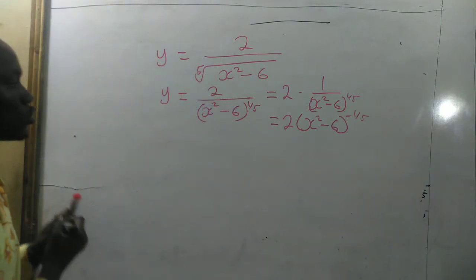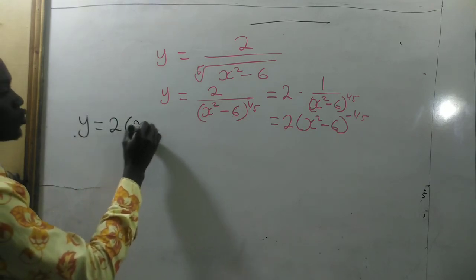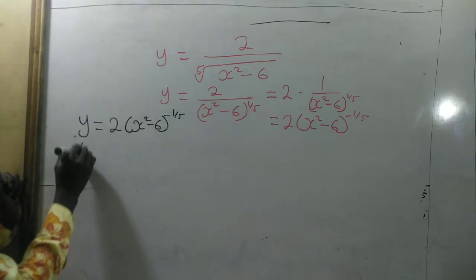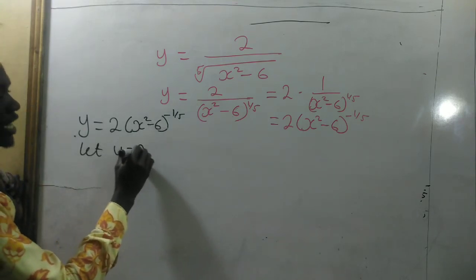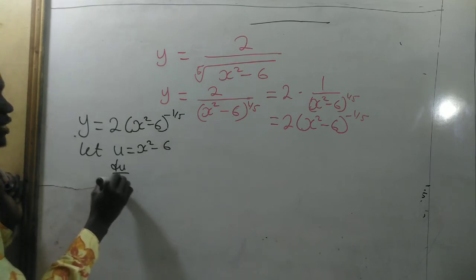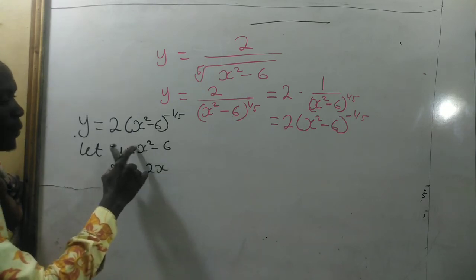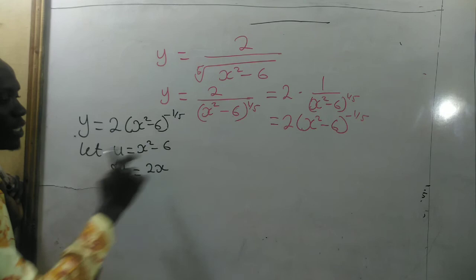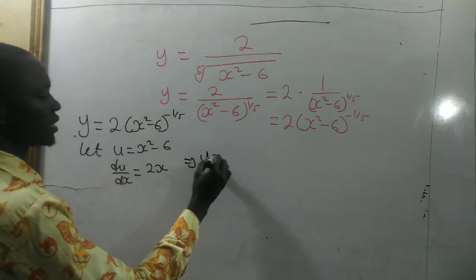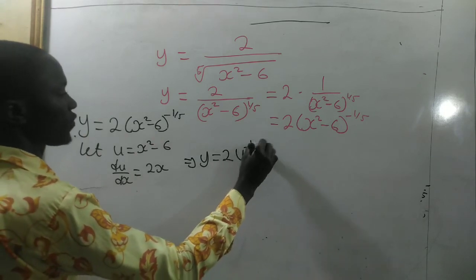Let's see. So we are going to have y equal to 2 times x squared minus 6 to the power negative 1 out of 5. So here we will let u be equal to x squared minus 6. And we have du on dx equal to 2x. Very simple as that. 2 times 1 is 2. If you take 1 from this, you get power 1. And now this implies that y is equal to 2 times u to the power negative 1 out of 5.